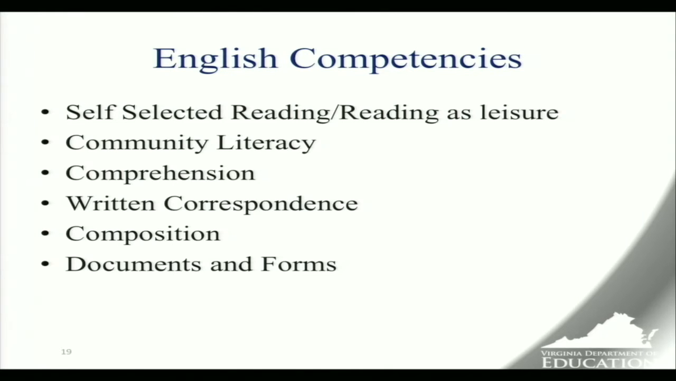The English domain is divided into 6 competencies and consists of 87 individual skills. The competency of self-selected reading and reading as leisure addresses skills such as selecting reading materials, acquiring reading materials using libraries and online resources. Community literacy indicates that a student uses literacy skills and an understanding of various community texts to solve problems and meet the needs of adult life. This may include identifying and responding appropriately to signs within the community or using a bus schedule to plan and take a trip to a community location.